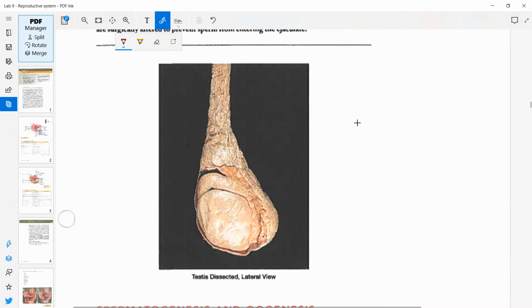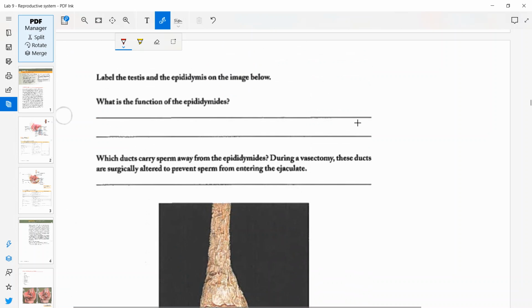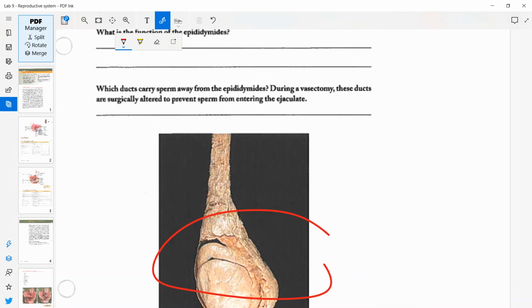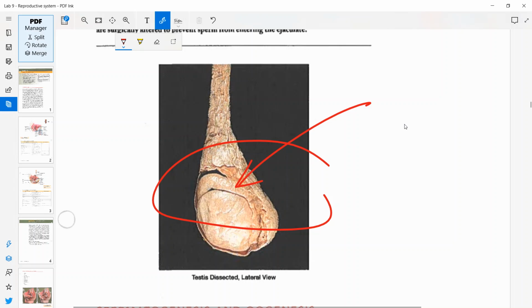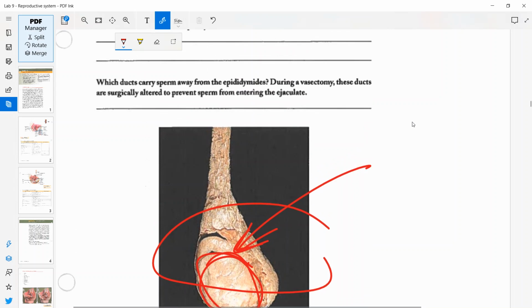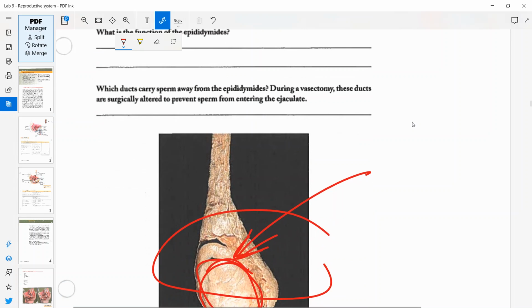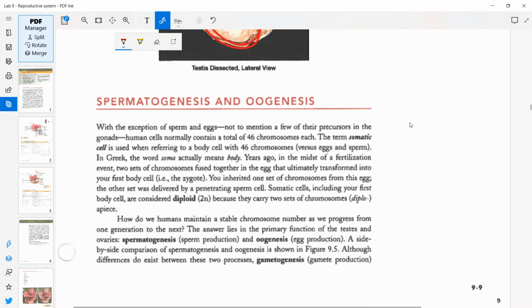Testis and epididymis. So the whole thing, that's testes. And epididymis is this particular part. Well, okay, let's make it more strict. So that's kind of specifically testes, and that's epididymis. Function of the epididymis is that's where sperm matures, and then ducts that carry sperm away from epididymis are called vas deferens or ductus deferens. They're going to be somewhere in this part of the picture.